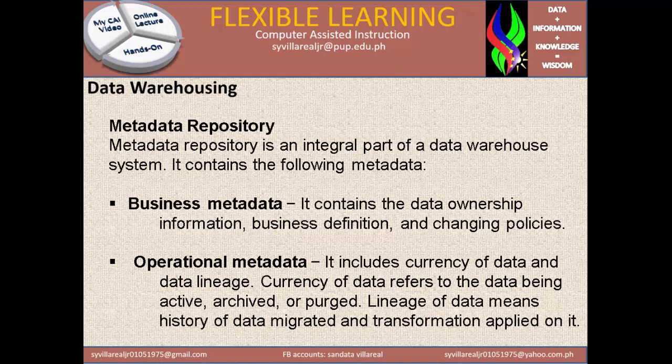Number 1, business metadata. Business metadata contains the data ownership information, business definition, and changing policy. So, we talk here about data ownership. If there is data ownership, it is required in terms of education that you mention the owner from whom you gathered the data. So, for example, you search on the internet, all of the links, the author of the book or ebook that you gathered should be mentioned.